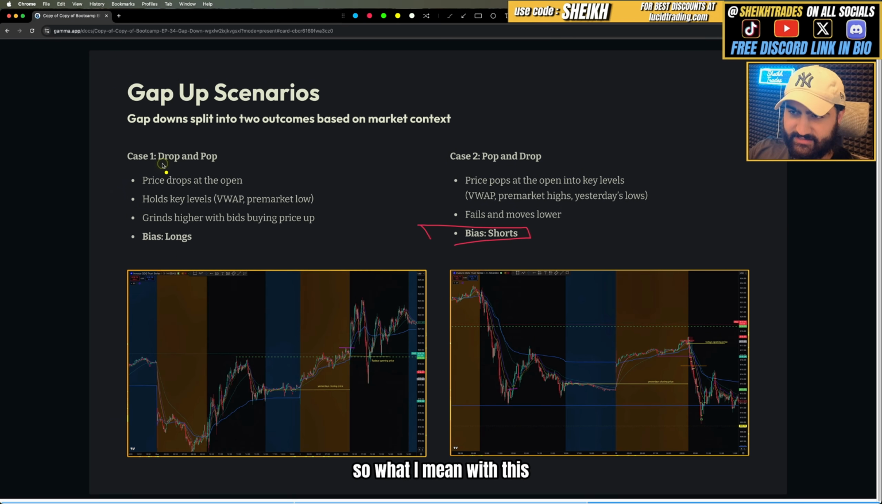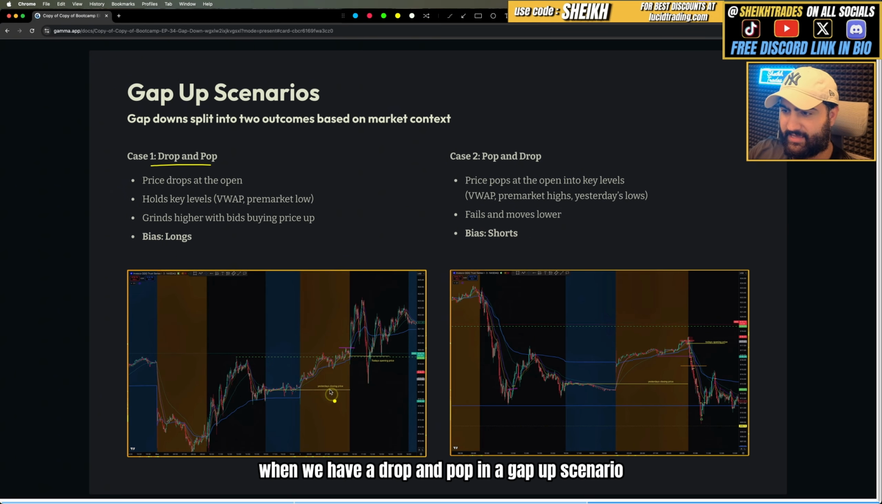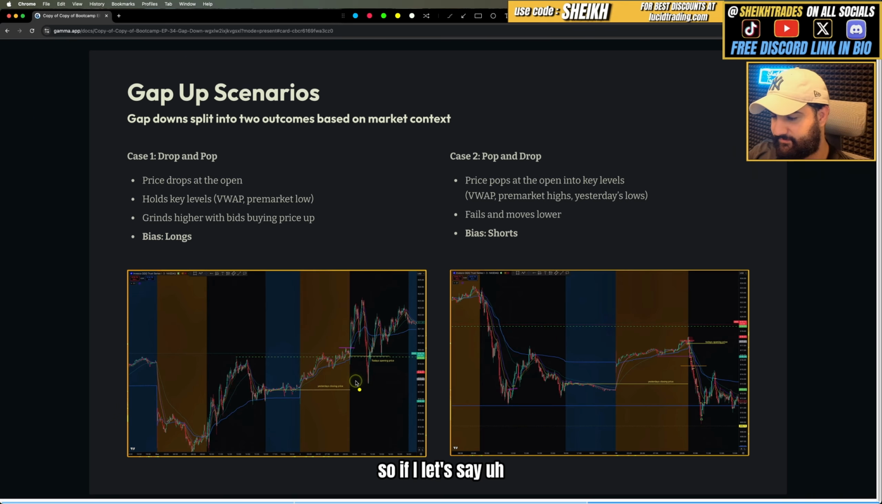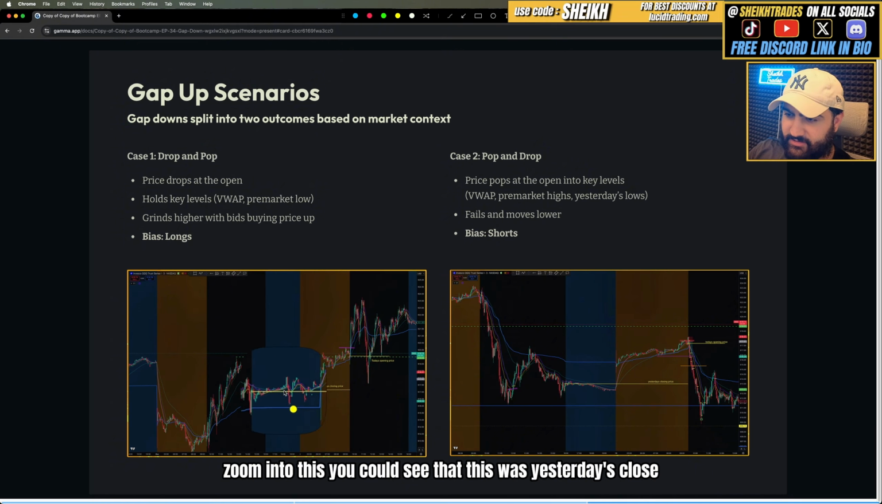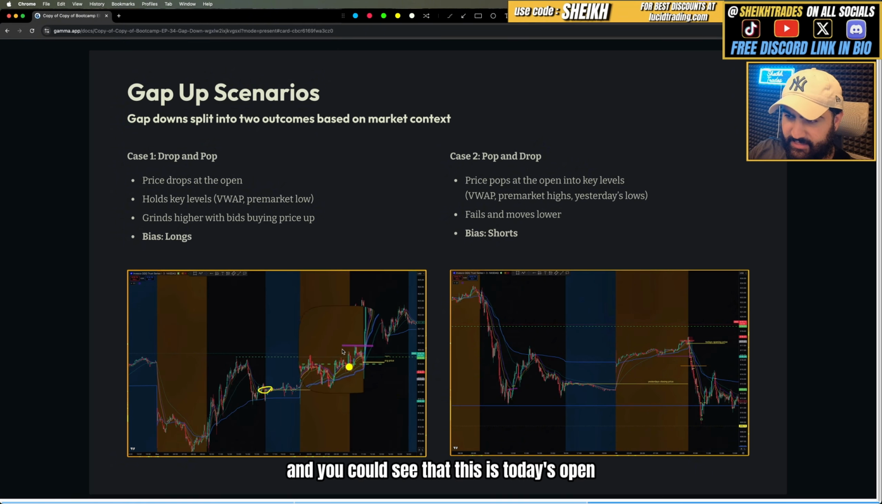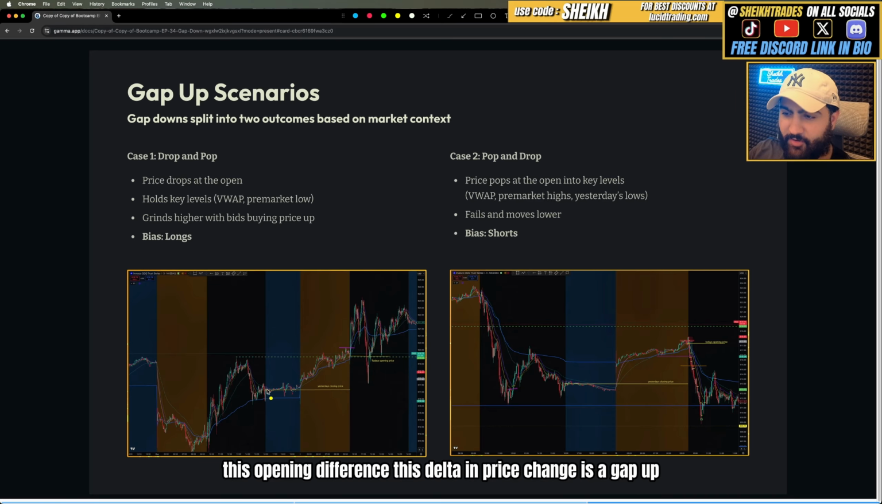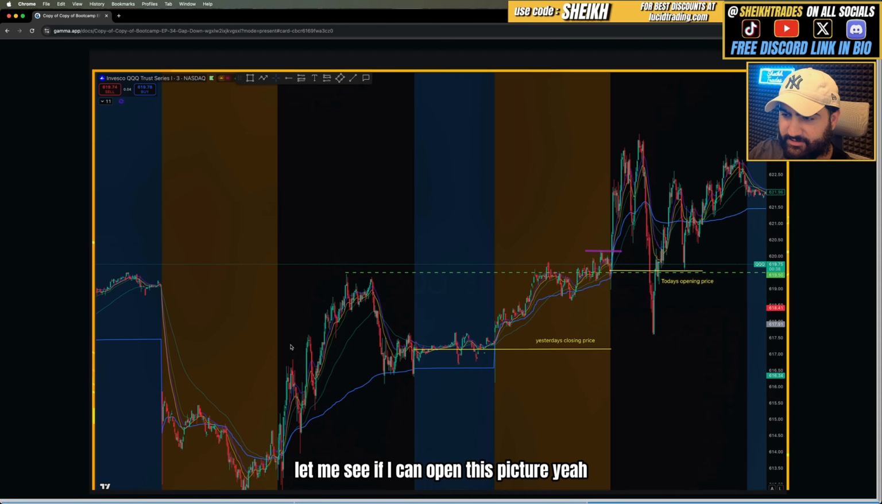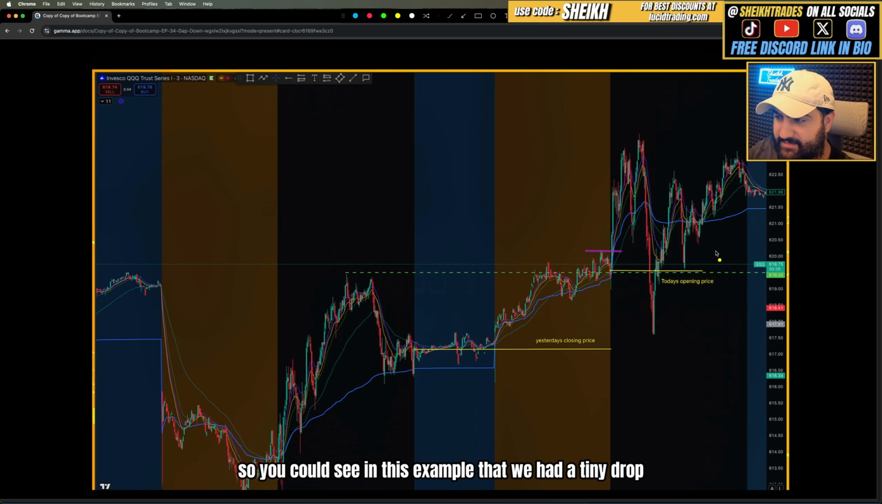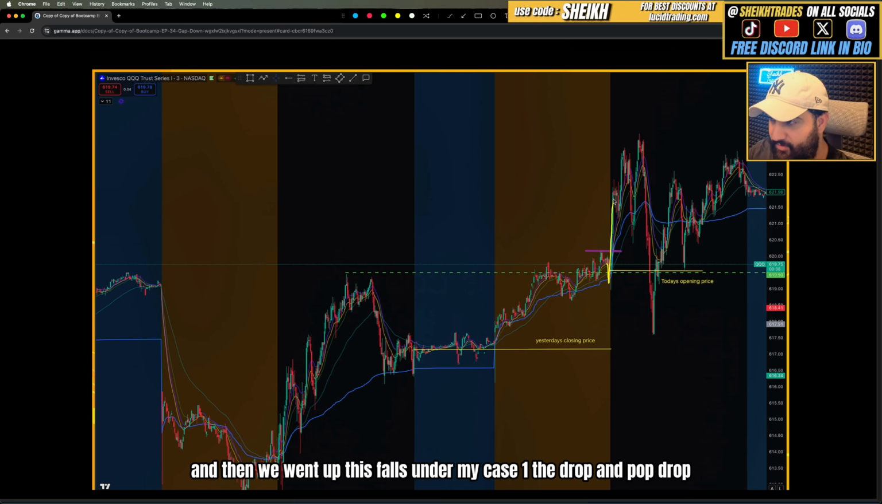So what I mean with this, when we have a drop and pop in a gap up scenario, let's say zoom into this, you could see that this was yesterday's close. And you could see that this is today's open. This opening difference, this delta in price change, is a gap up. So we already know, okay, we have a gap up. You could see in this example that we had a tiny drop and then we went up.